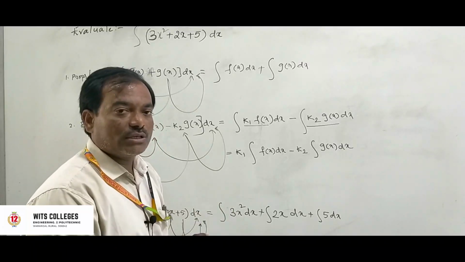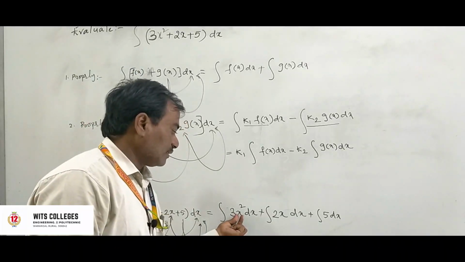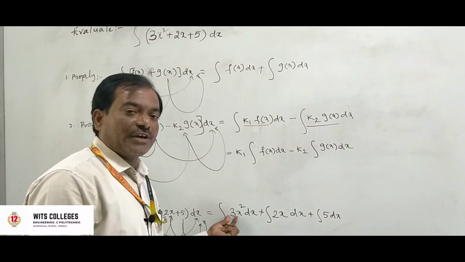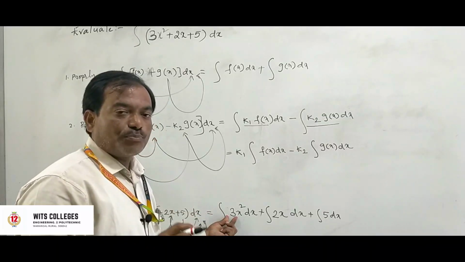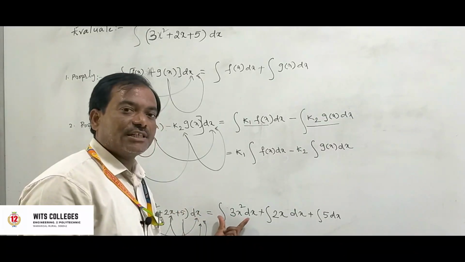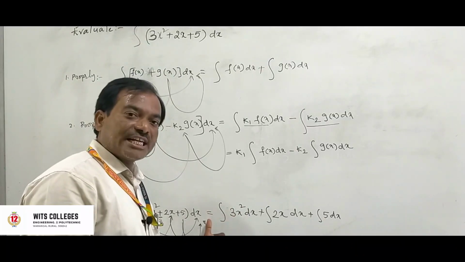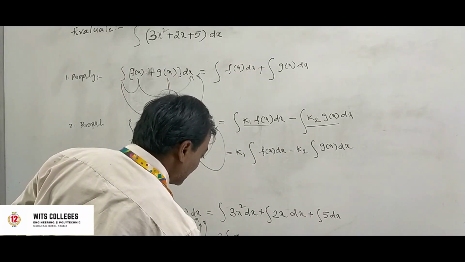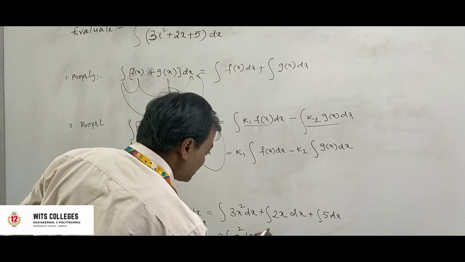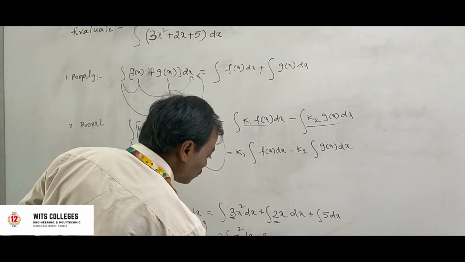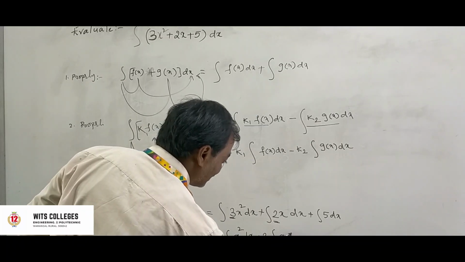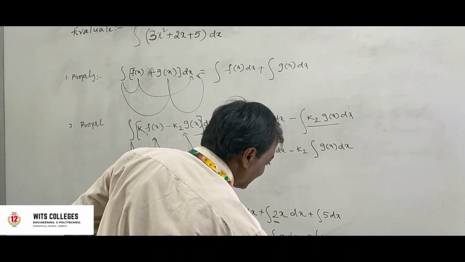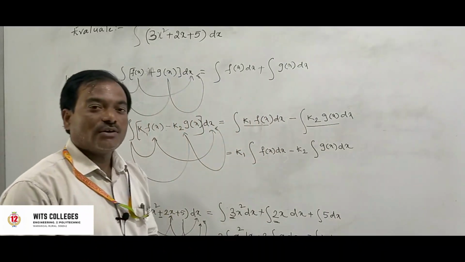Then we apply the second property. What is the second property here? If any function, here the function is x square, is multiplied by a constant, before finding this function's integration, we shift this constant outside the integration operator. So therefore 3 integral x square dx plus, here 2 is constant, so we shift it outside the operator, x dx, plus where 5 is there, we shift 5 outside the integral operator, then 1 dx.